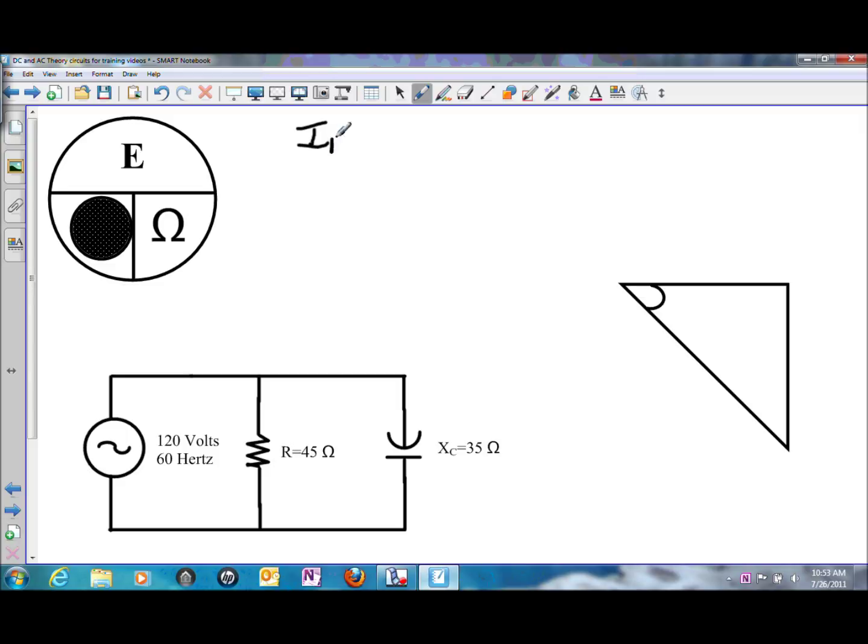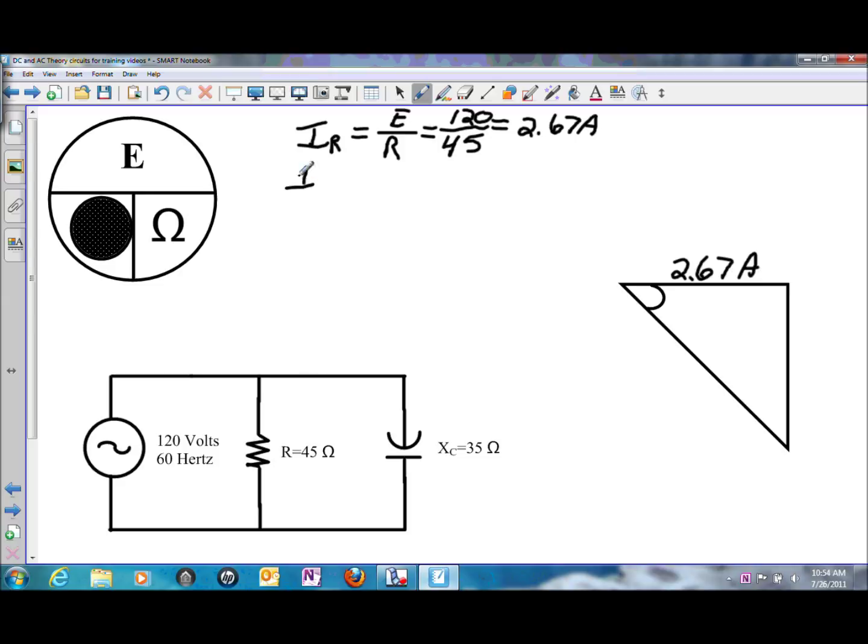We want the current through the resistor. That will be equal to E divided by the value of the resistor, or 120 volts from the source, divided by the 45 ohms of resistance, and that will give us a current flow of 2.67 amps, and that will be the resistive current on the adjacent side of the triangle.